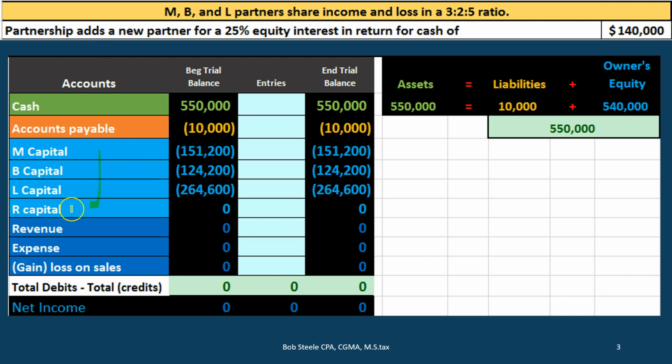The new partner will be R here. So we have the M, B, and L partners sharing income and loss at a 3-to-2-to-5 ratio. We're going to first discuss what that means. What is a 3-to-2-to-5 ratio? And then we're going to add the new partner.